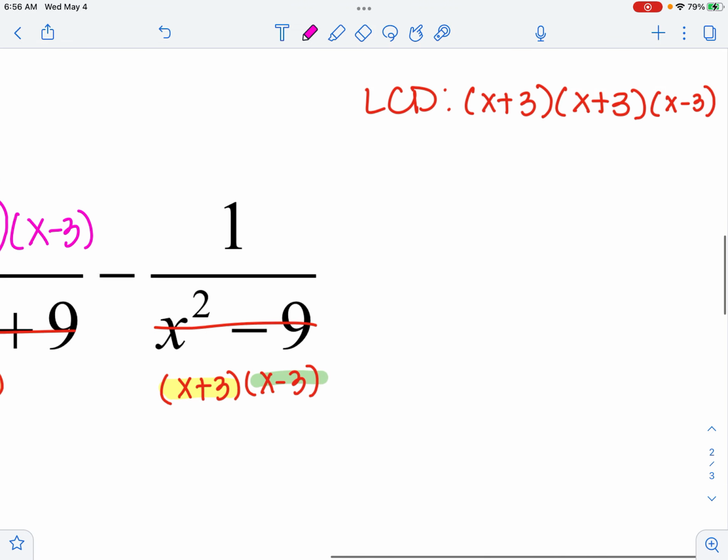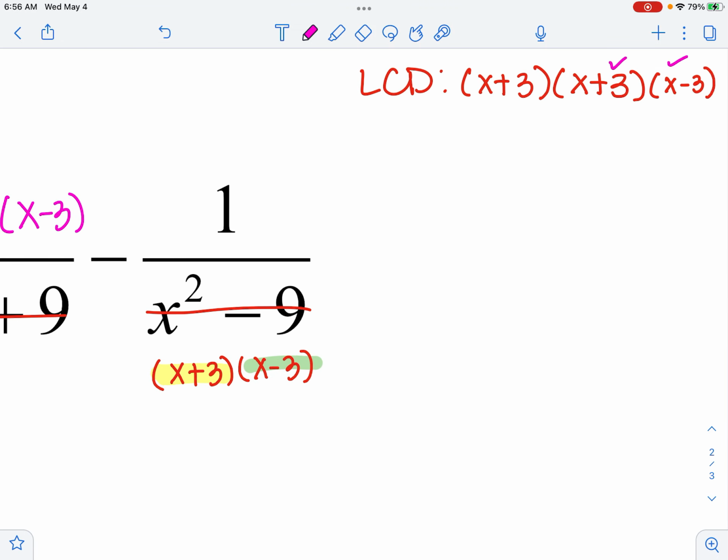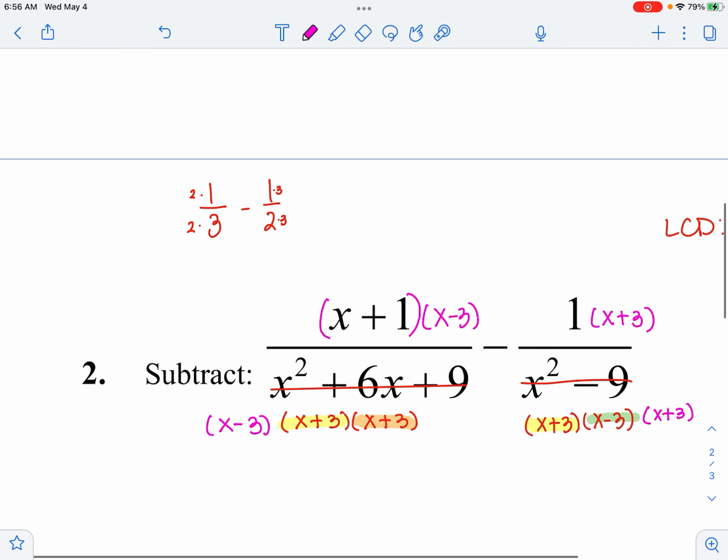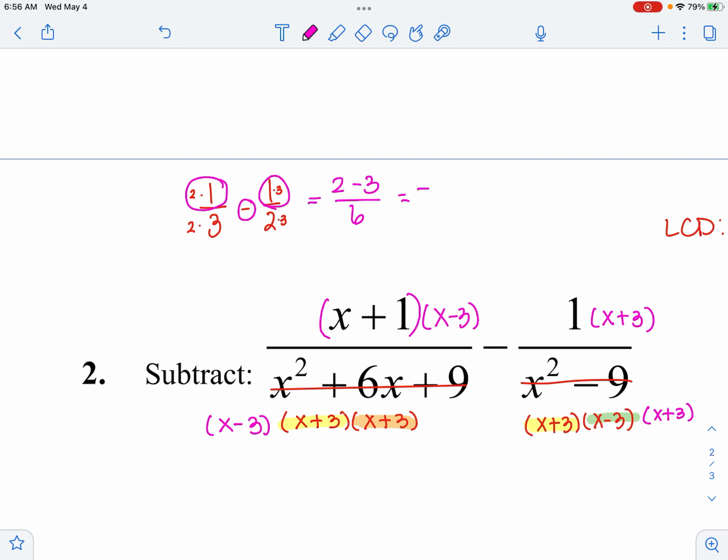Second denominator has an x plus 3 and an x minus 3. It has this and this. It still needs this. So I'm going to multiply it by x plus 3. But whatever I do to the denominator, I have to do the numerator. All right, so now I'm going to subtract these two. When you subtract two fractions, you know that your denominator is going to be 6 here. And then you can say 2 times 1 is 2, and then I have the minus 1 times 3 is 3, and that becomes negative 1/6, right?